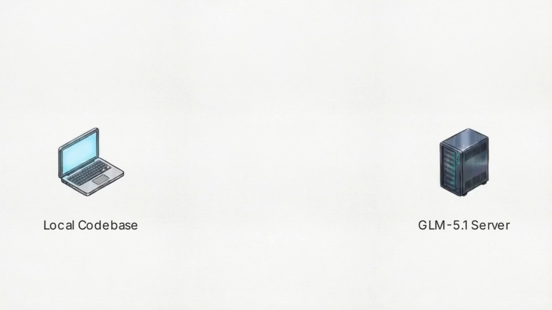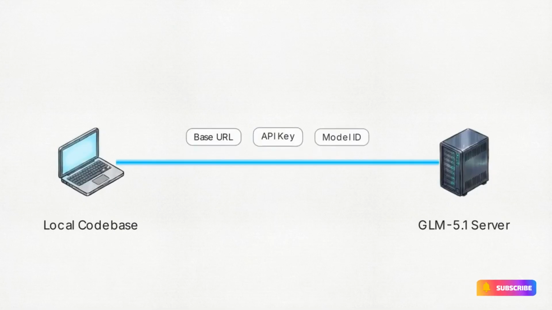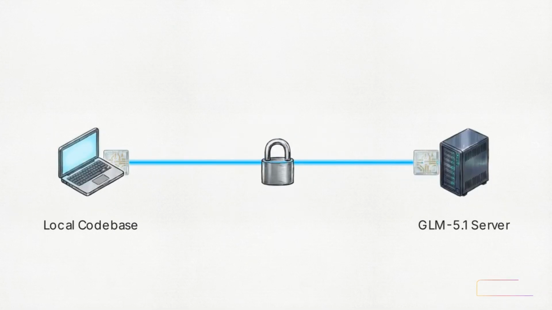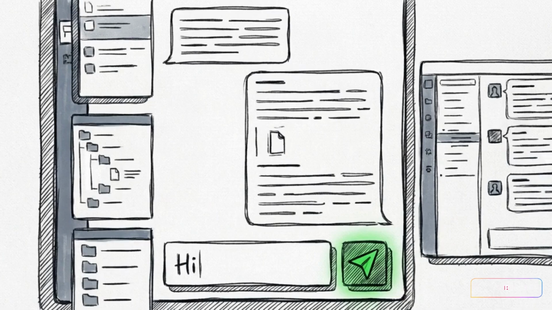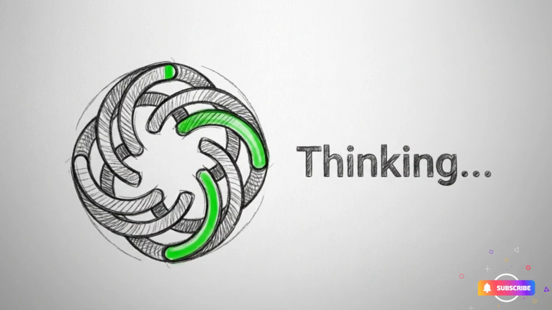By locking in these 3 specific values, you establish a secure, continuous link between your local codebase and the remote server. Now we test the link. Open the extension's chat panel, type a greeting, and press Enter. Watch the user interface. When the status indicator displays thinking, you have successfully reached the server.